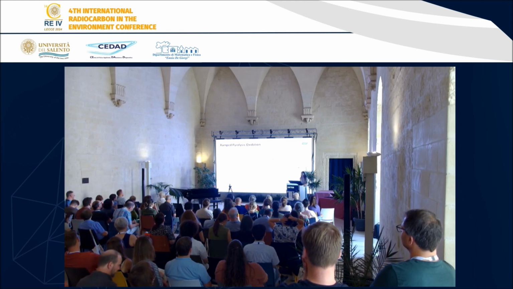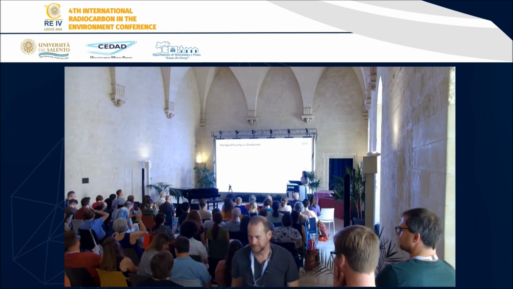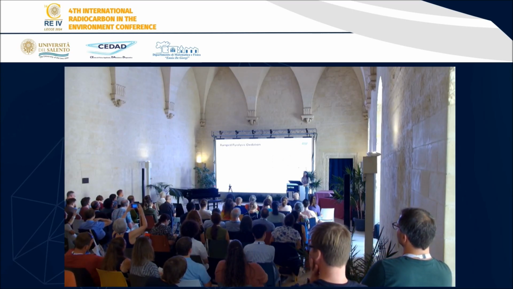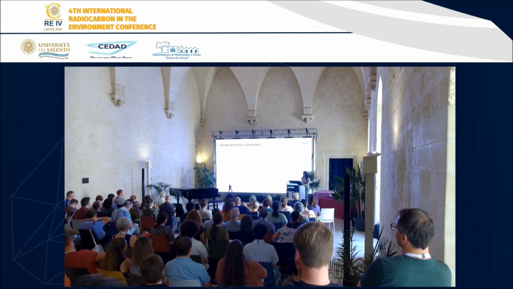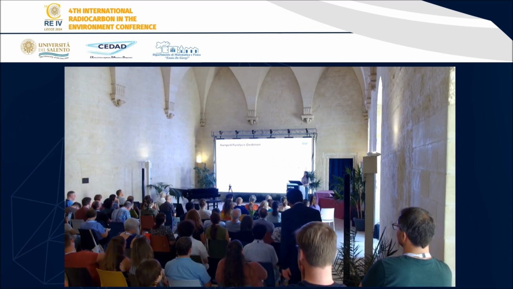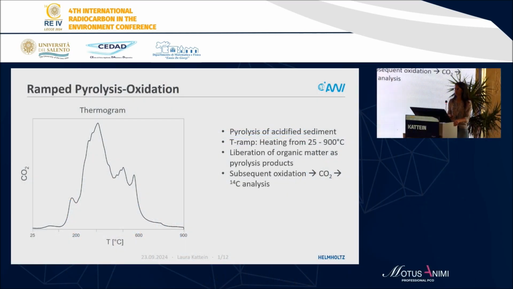So what is REM pyrolysis oxidation? Pyrolysis itself refers to the thermal degradation of a substance in the absence of oxygen. In our case, that substance is sediment that has been acidified to remove any inorganic carbon. This sediment is then heated from 25 degrees to about 900 degrees, which leads to the formation of volatile pyrolysis products, which are subsequently oxidized to CO2, and then this CO2 can be radiocarbon dated, either as gas or as graphite.